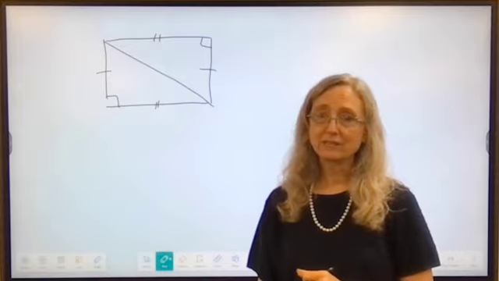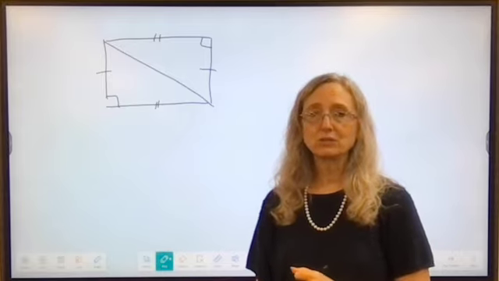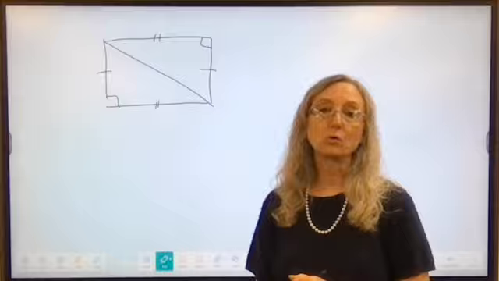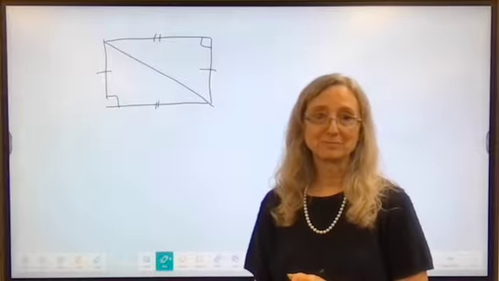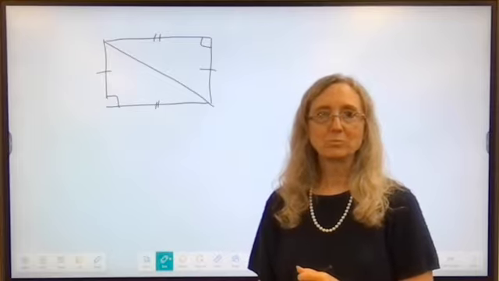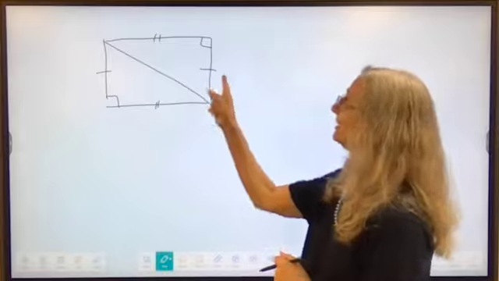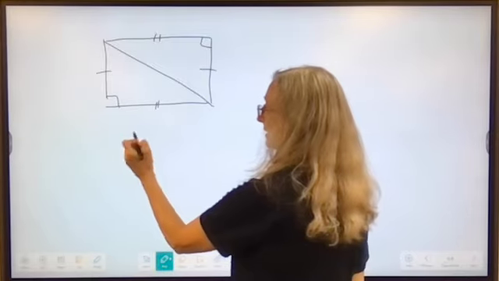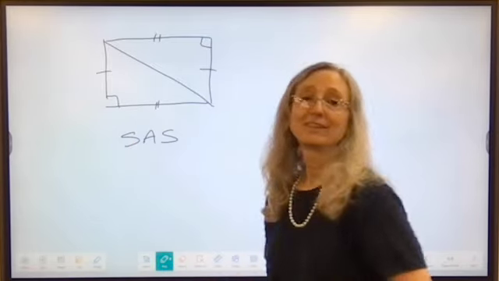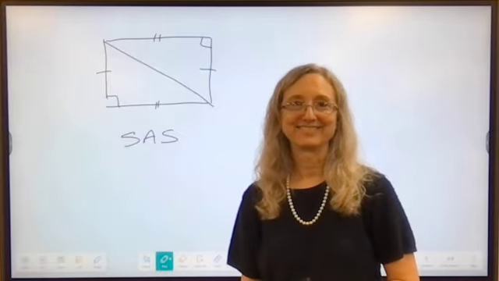Same question, different diagram. Can I show these two triangles are congruent? And if so, which postulate would I use? Pause it if you need to, or you may be able to see it right away. Okay, hopefully you saw side, angle, side. So the correct answer for this is yes, using side, angle, side.